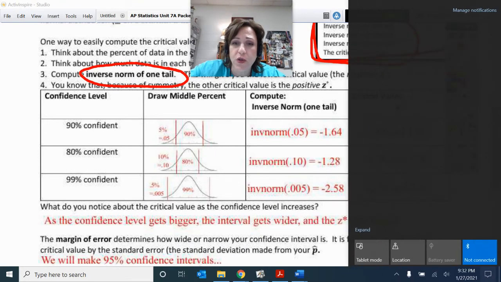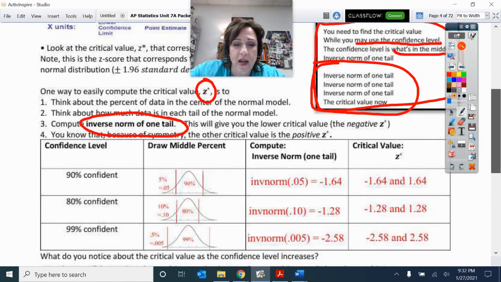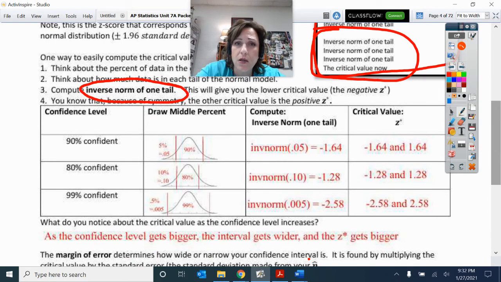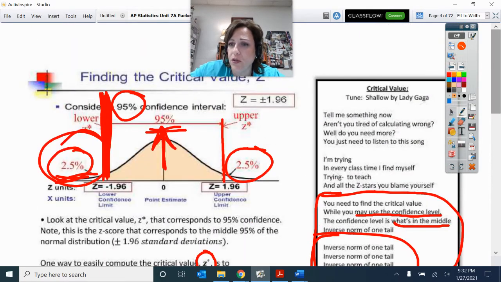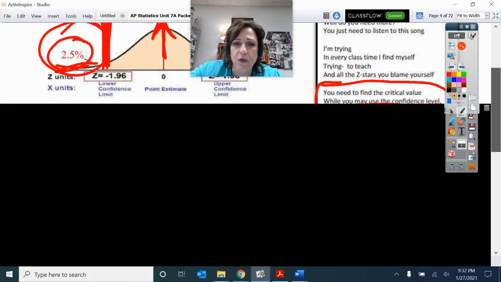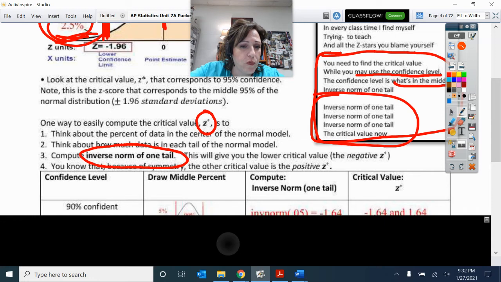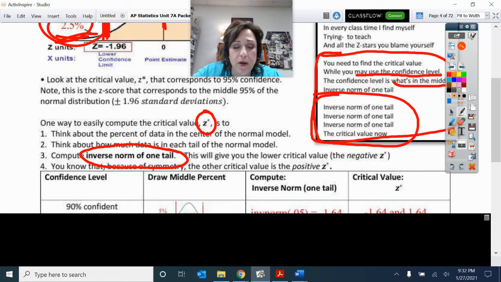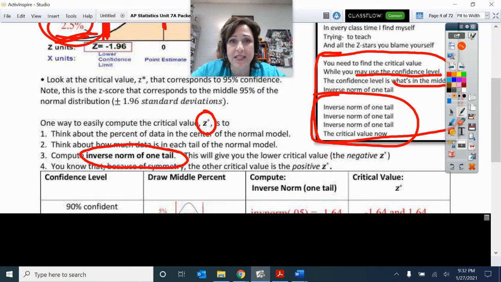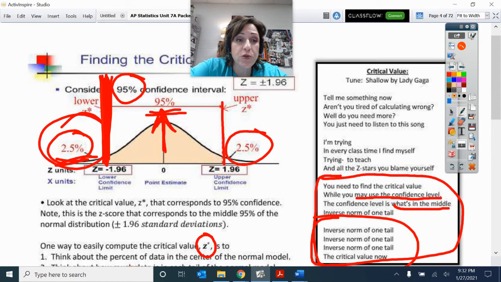Okay, now you could pause and then come on down here and try this yourself. Draw what it would look like for your middle. In fact, I'll put this up here so I'm not showing everything. So draw the middle percent. If you want to be 90% confident, draw a picture, put 90% in the middle. Think of what's on each of those tails, and then compute inverse norm of one tail. Now, when you do that, what do you notice? Once you do that inverse norm of that one tail, it will always give you that lower critical value.